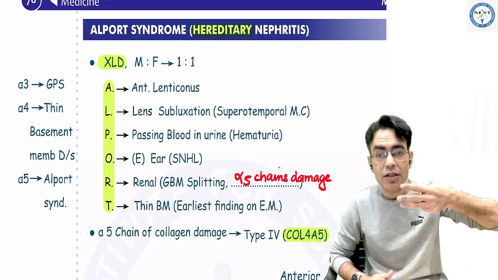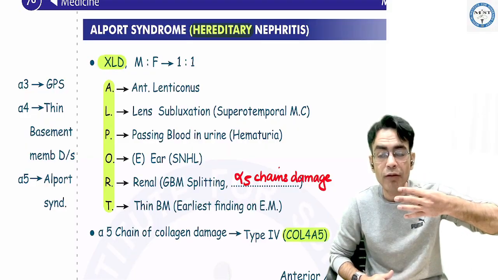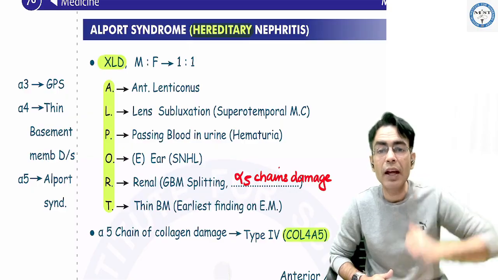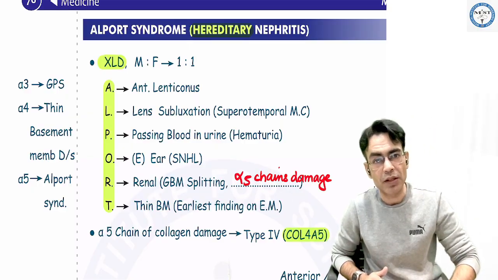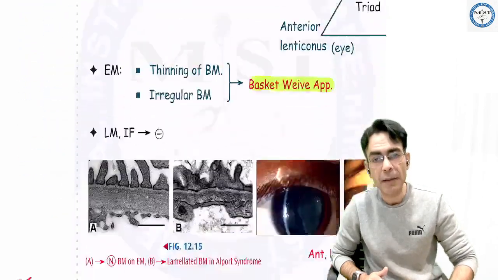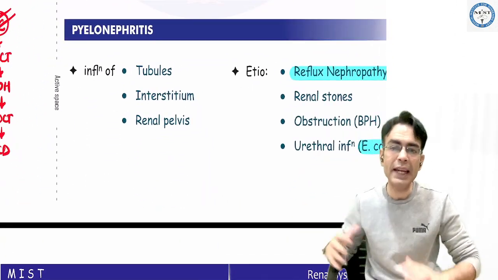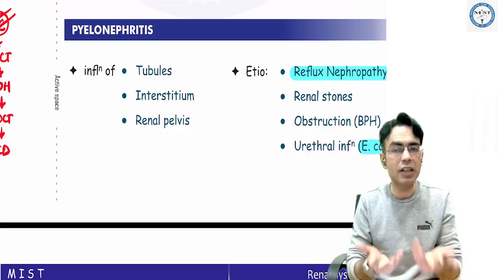So alpha 3 chain damage, Goodpasture. Alpha 4, thin basement membrane. Alpha 5, Alport syndrome. And which appearance do you see? Basket weave appearance in the patients of Alport syndrome. ठीक है? Then pyelonephritis. Any other damage than glomerulonephritis in the kidney is pyelonephritis.